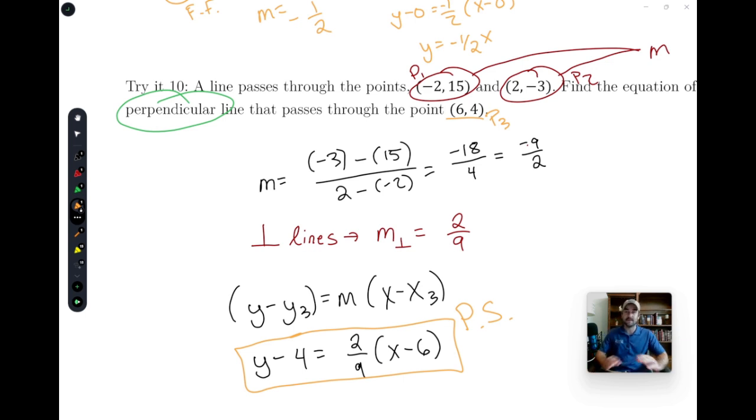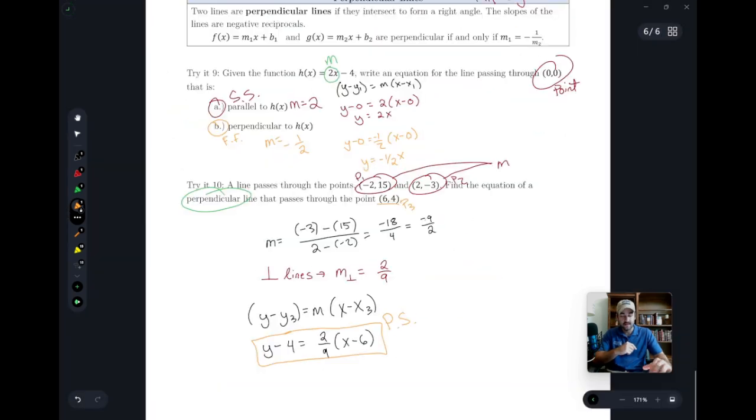All right, and there you have a whole chapter on linear equations, how to graph them, how to solve them, how to find perpendicular and parallel linear equations, and how to find slope given 2 points.